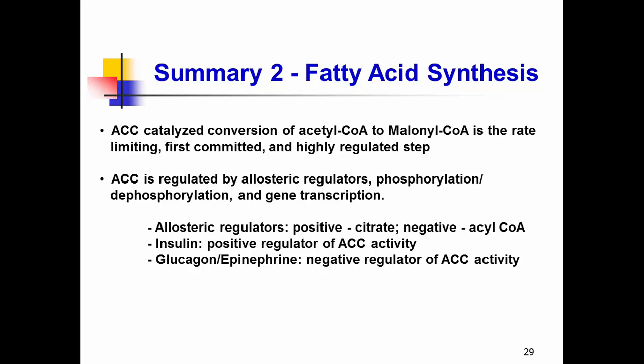How does insulin regulate ACC and lipogenesis? Increases, right? Stimulates lipogenesis. And glucagon reduces lipogenesis. And the third level is gene expression, right? And insulin and glucagon do the opposite. Insulin stimulates ACC transcription, and glucagon inhibits ACC transcription.